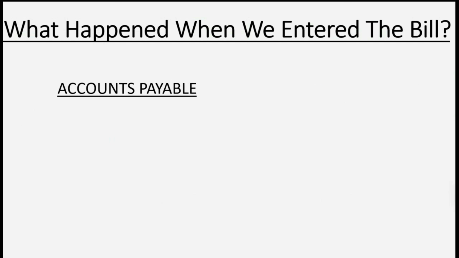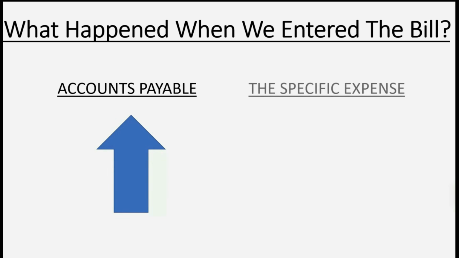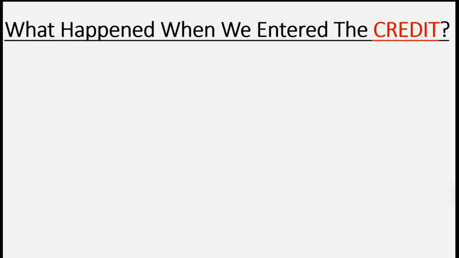Well, accounts payable went up because when you record a bill from a vendor, you're telling QuickBooks Online that you owe more. And of course, the original expense that you recorded with the bill went up because you have more expenses if you owe money for services that you took. Therefore, when you enter a credit, it's the complete opposite.